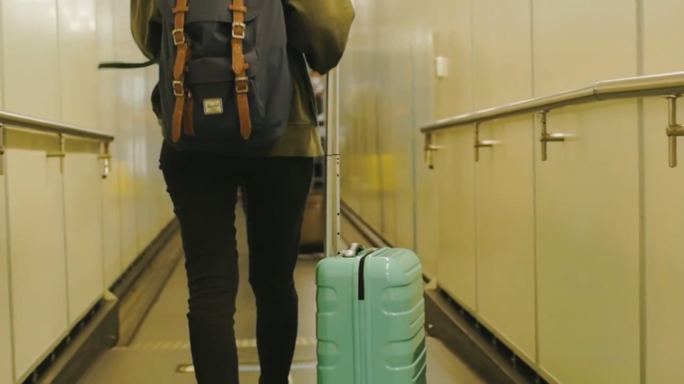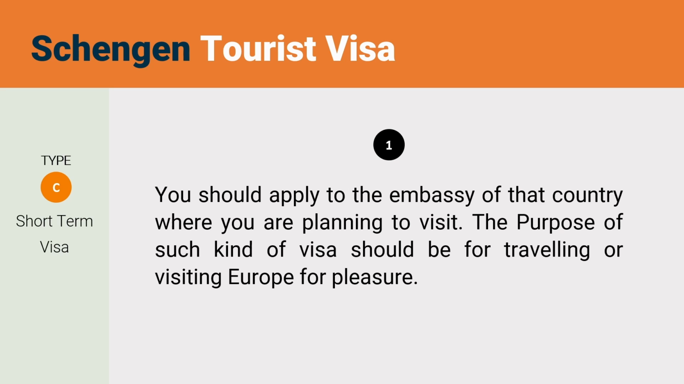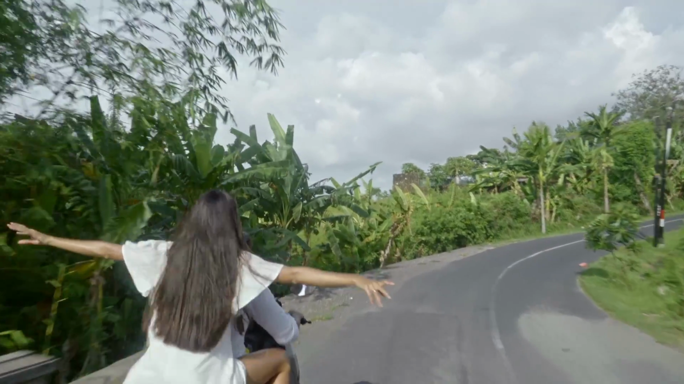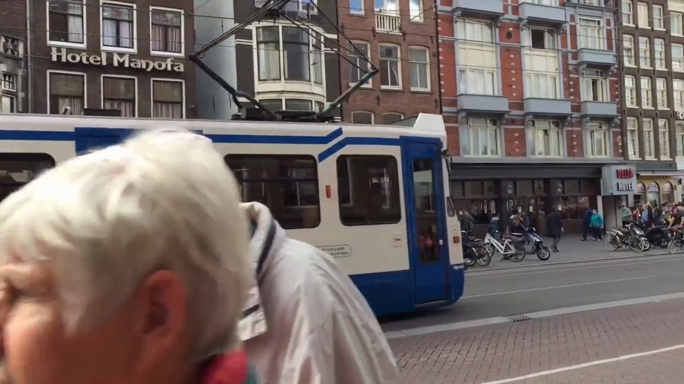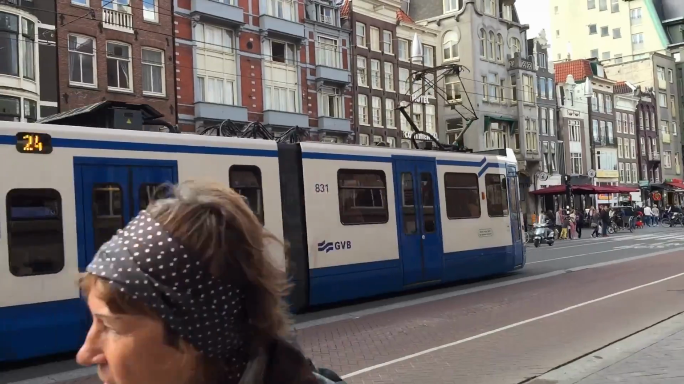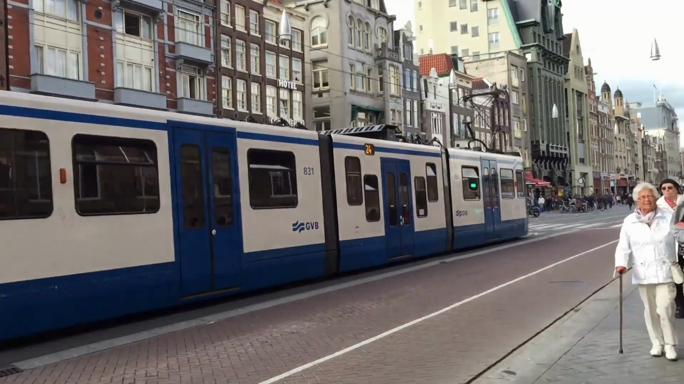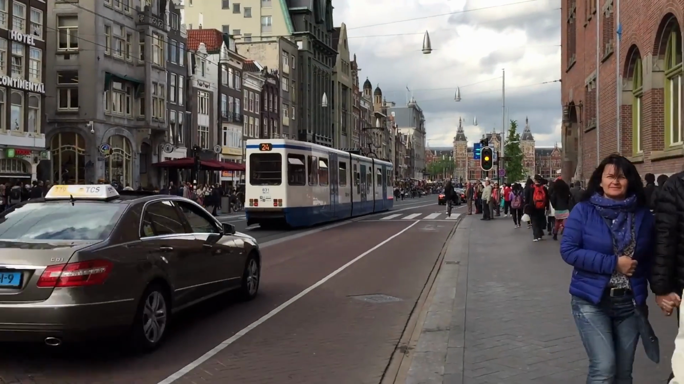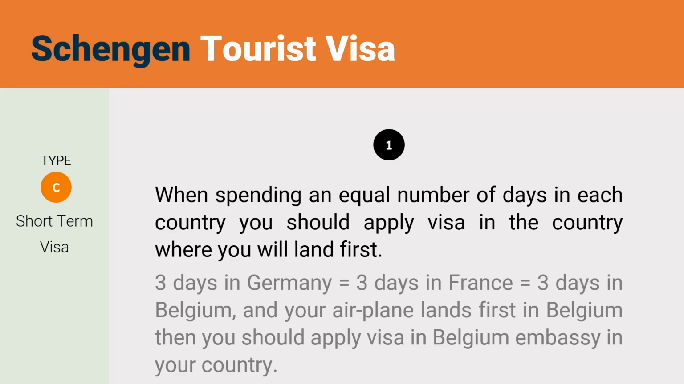Each has a distinct purpose. Tourist visa: you should apply to the embassy of the country where you are planning to visit. The purpose of this kind of visa should be for traveling or visiting Europe for pleasure. For example, if you want to visit Netherlands, you should apply for a Schengen tourist visa in the embassy of Netherlands in your country. However, if you want to visit more than one country, when spending an equal number of days in each country, you should apply for the visa in the country where you will land first.